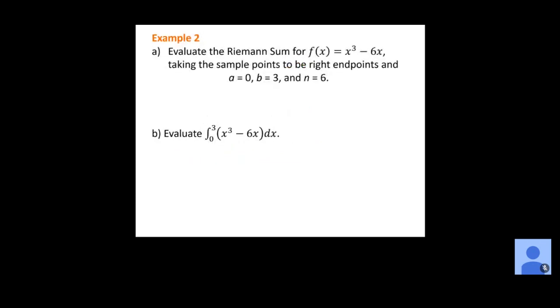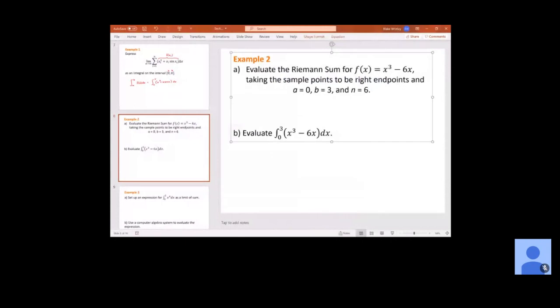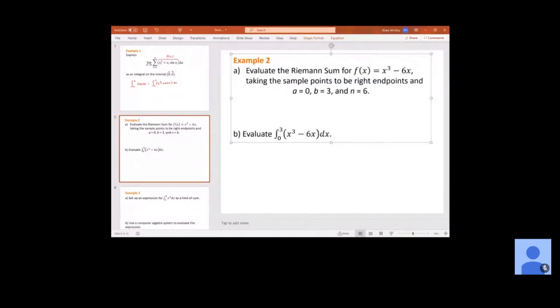All right. So now we want to evaluate a Riemann sum. And by Riemann sum, we're just talking about that summation notation we just looked at, for f of x equals x cubed minus 6x, by taking the sample points to be right endpoints. Our interval goes from 0 to 3, and we need 6 rectangles, 6 subintervals this time. Now I'm just going to move this down so I can work this out, and then we'll probably go to the next slide and do the second part of this one.